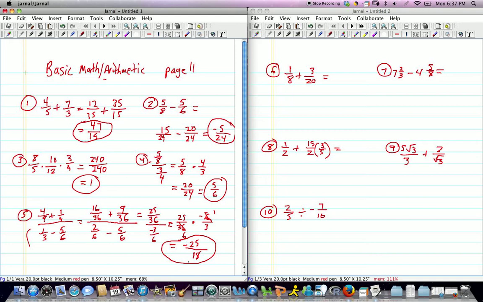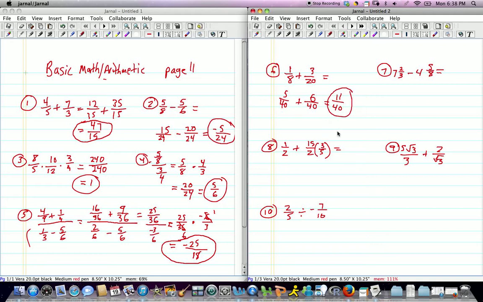If you look at number 6, this is just an addition problem, so we need a common denominator between 8 and 20. Without too much work, we'll realize that that number is 40, so we're going to convert these fractions. 8 goes into 40 5 times, so I multiply the top by 5, and I get 5 over 40. 20 goes into 40 twice, so we multiply the 3 by 2, and we get 6. We add them together, 5 plus 6 is 11, keep the 40 in the denominator. We're finished.